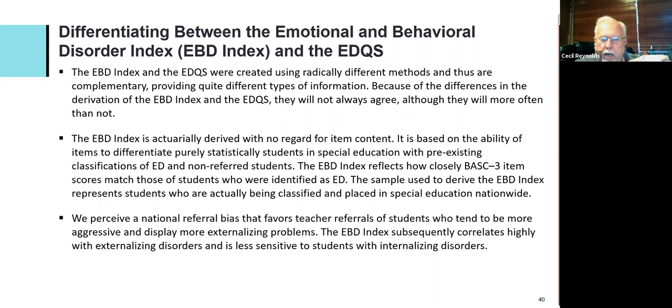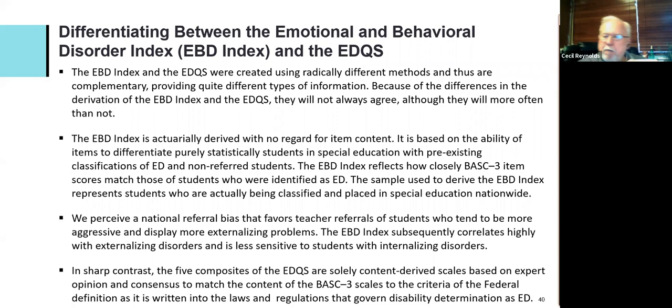Now, that is useful, but in some ways it's problematic. Because Randy and I perceive, and I think there's good data to back this up, a national referral bias that favors teacher referrals of students who tend to be aggressive and display more externalizing problems. So the EBD index then correlates more highly with externalizing disorders and is less sensitive to students with internalizing disorders, simply because in the schools, students with internalizing disorders are more likely to be missed when it comes to an ED referral.